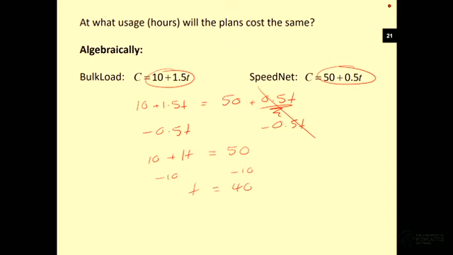And we've found it already, because that's all it asked for, after how many hours, we knew that T was in hours. If it said, and what will the charge be, I could sub 40 hours back into that. It didn't ask it, but let's just check. After 40 hours, the cost with Bulkload will be 10 plus 1.5 times 40. 1.5 times 40 is 60. 10 plus 60, that'd be $70. If I use SpeedNet, my cost would be 50 plus half of 40, which is 20. 50 plus 20, which is 70. Point proven. Whichever plan I'm using, 40 hours will cost me $70. Right? But all this asks for is at what usage hours? 40 hours. So there's algebraically.